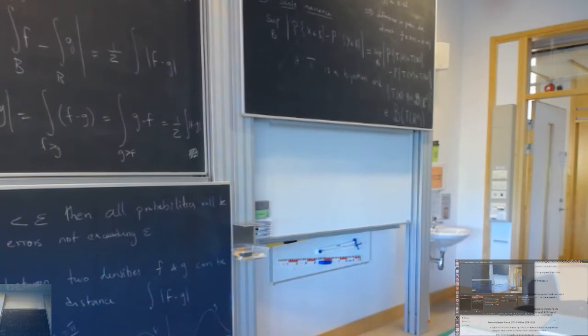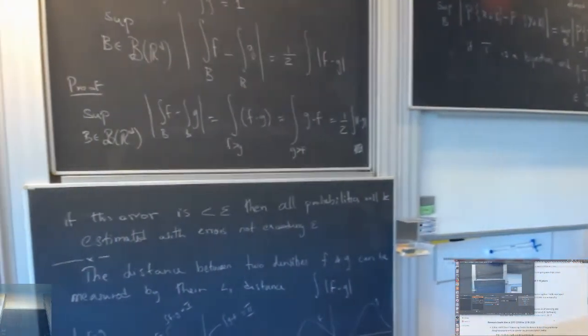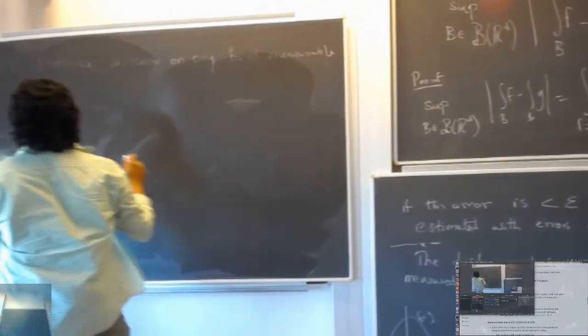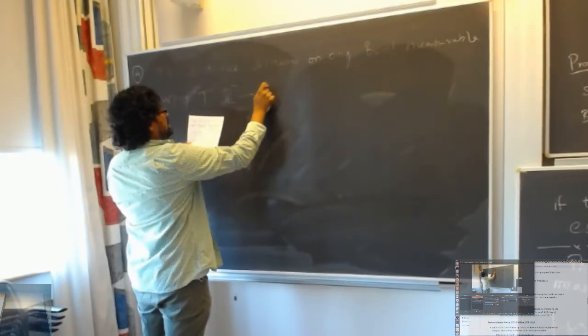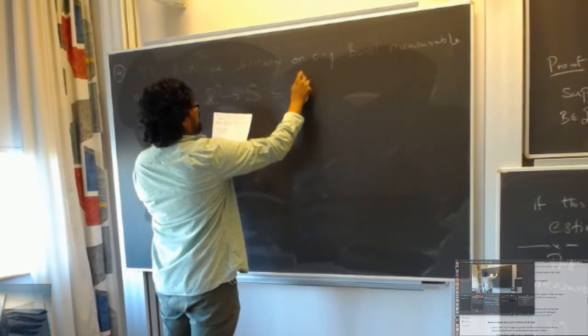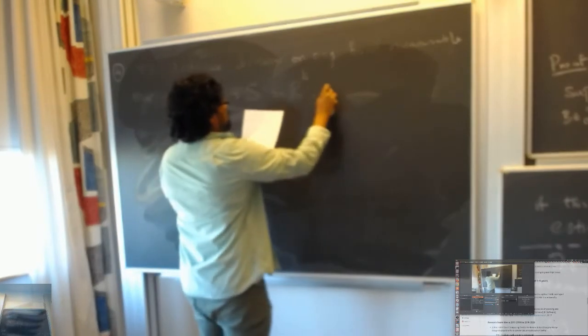So the total variation distance decreases on a Borel measurable mapping. T is going from R^d to some other set, say S, which is a subset of R^K. Okay. So what does this mean?